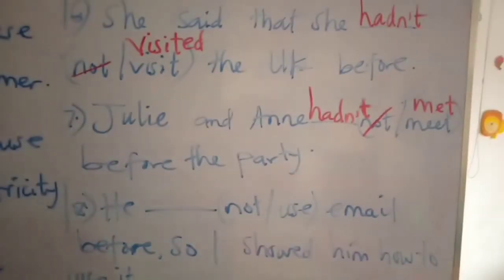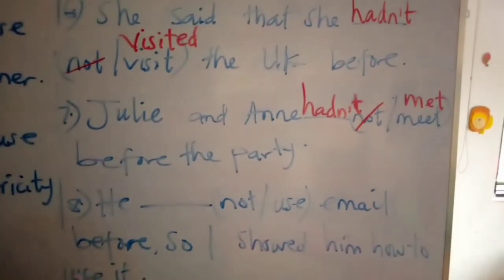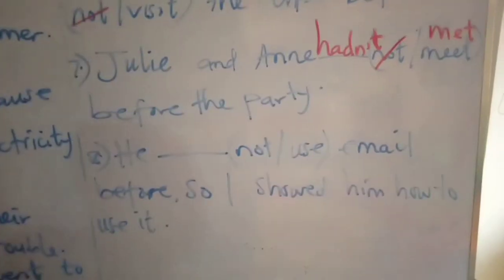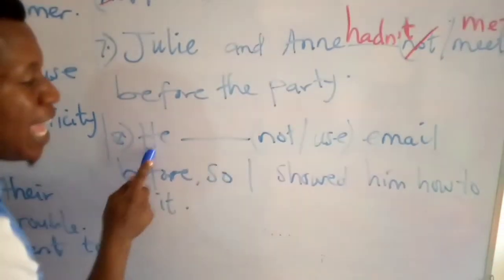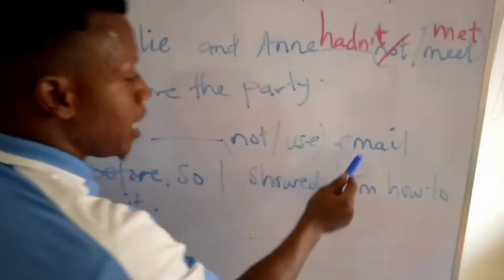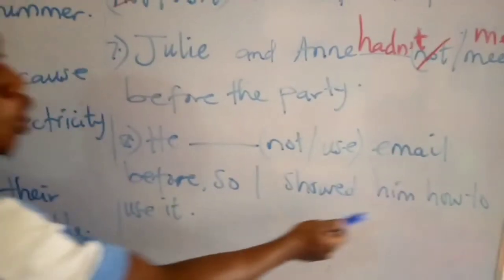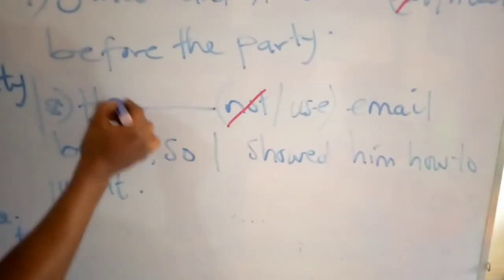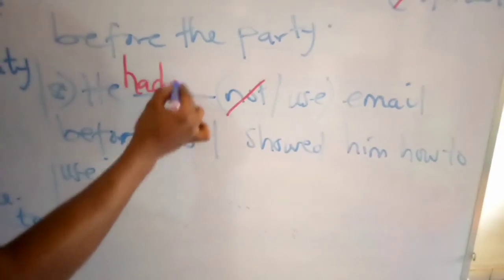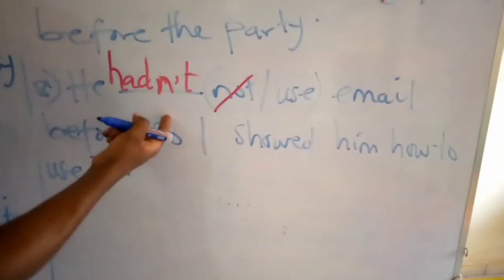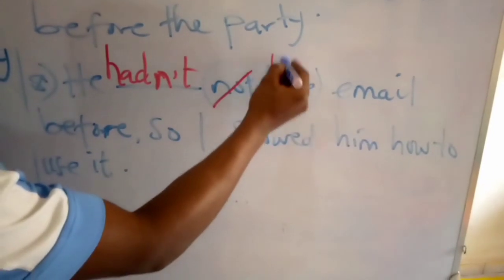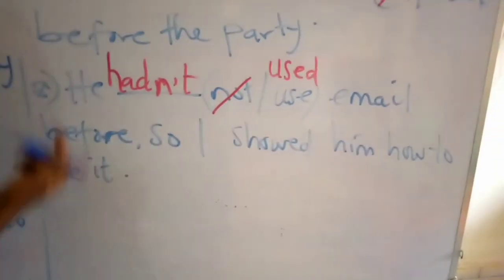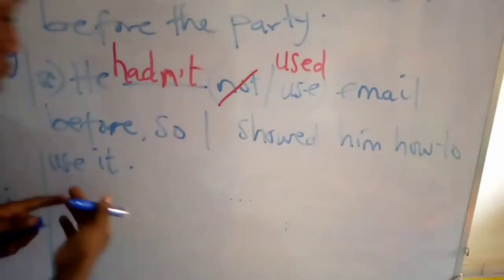Now, let's look at number 8. He dash not use email before, so I showed him how to use it. What happens here? Hadn't. He hadn't. The past tense of use? Used. He hadn't used email before, so I showed him how to use it.